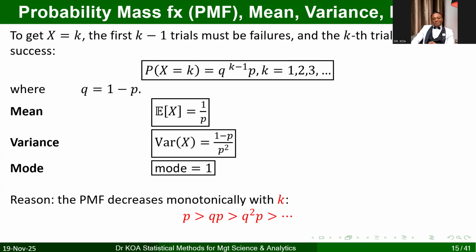Yeah, that's it. The Q, where is it? The Q raised to the power K minus 1 multiplied by P. That's it. And K is 1, 2, 3, a positive integer. And then also the Q is 1 minus P.